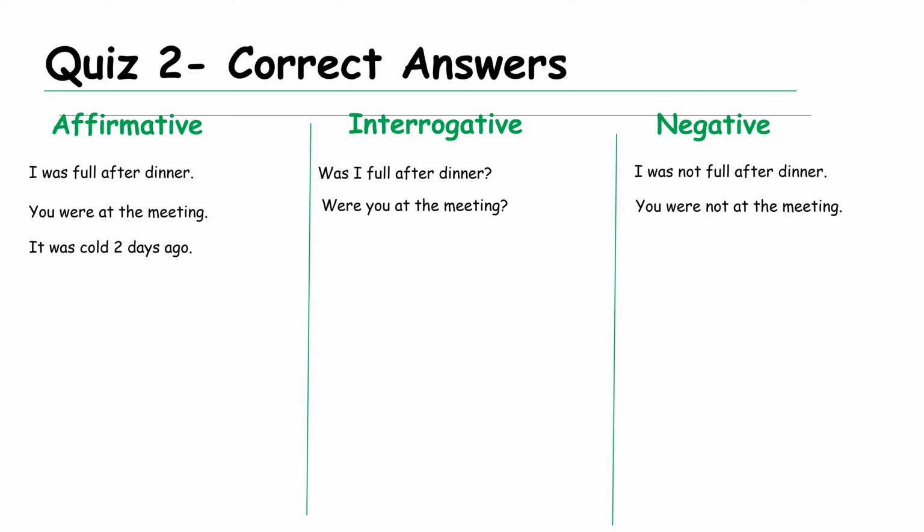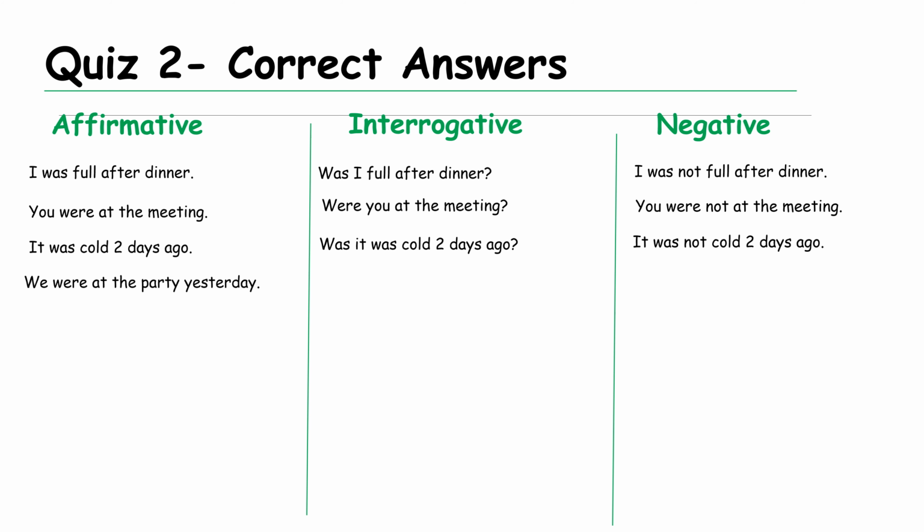It was cold 2 days ago. Was it cold 2 days ago? It was not cold 2 days ago. We were at the party yesterday. Were we at the party yesterday? We were not at the party yesterday.